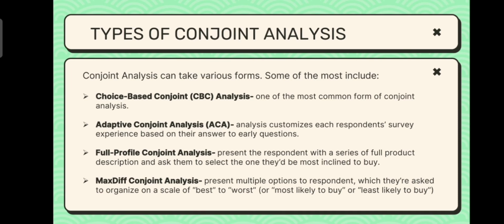Fourth is the MaxDiff conjoint analysis. It presents multiple options to the respondent, which they are asked to organize on a scale of best to worst, for most likely to buy or least likely to buy. It is often an easier task to undertake because consumers are well trained at making comparative judgments. It helps to balance and properly represent the set of items.